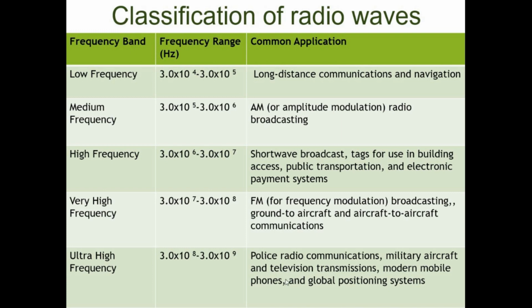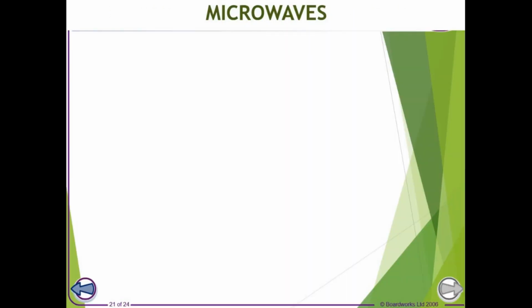The ultra high frequency ranges from 3 times 10^8 to 3 times 10^9, and its common application is for police radio communications, military aircraft and television transmissions, modern mobile phones, and global positioning systems.